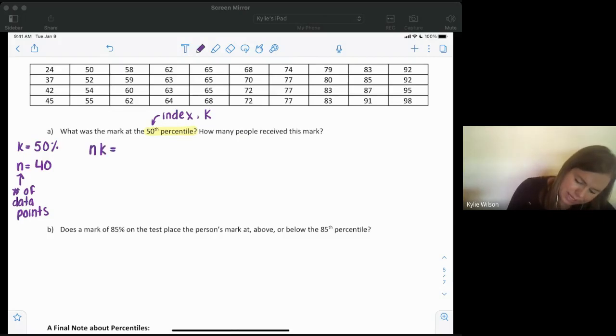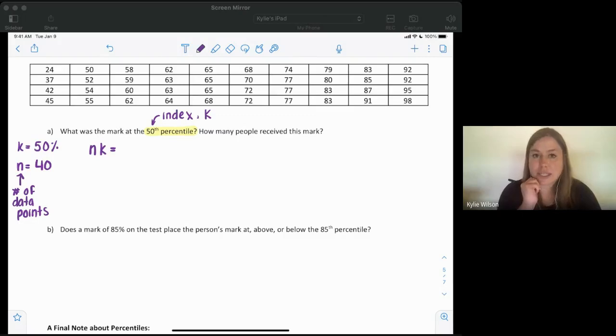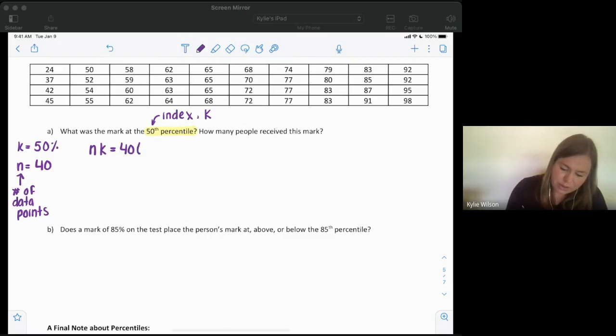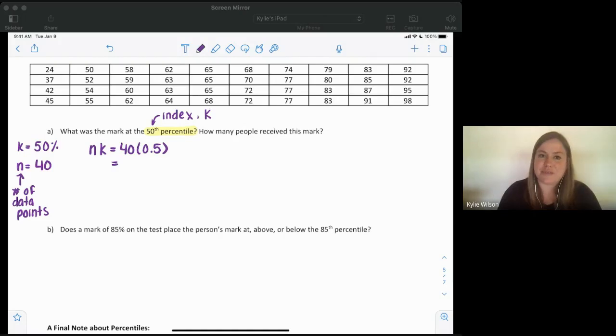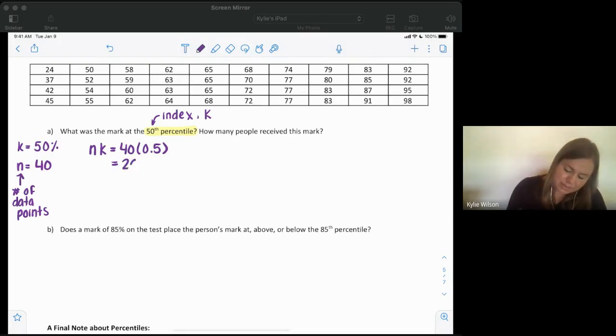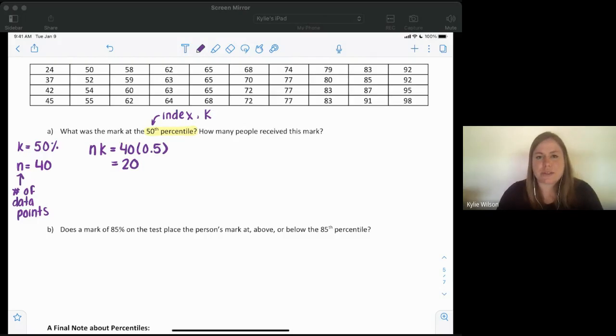Now you may be thinking to yourself, oh, 50% of 40 is 20. And you're right. That's why we multiply them. But this way you can understand the steps if we're dealing with any percentile number, not just 50. So that means 20. Now here's what happens with percentiles, just like before: anytime I have an even number, that makes my line land in between two numbers. When I multiply n and k, if I get an even number, I have to average two data points.